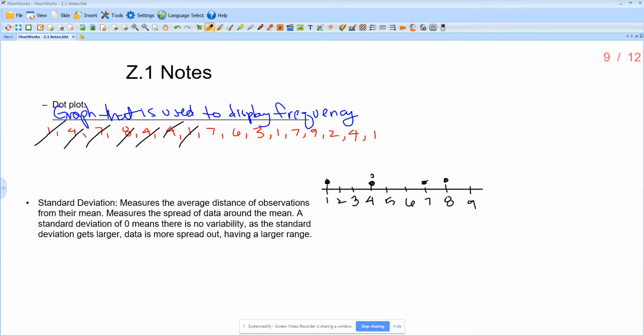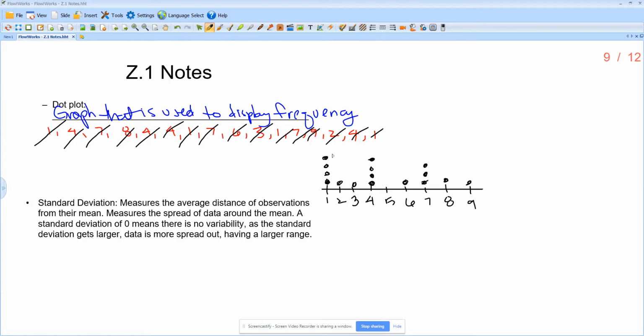So what we do is we continue stacking these higher. 7, 6, 3. So that we can show how often these show up. 1, 7, 9. 2, 4, 1. Okay, drawing dots was really hard on here, sorry.